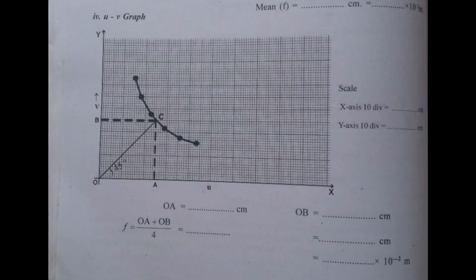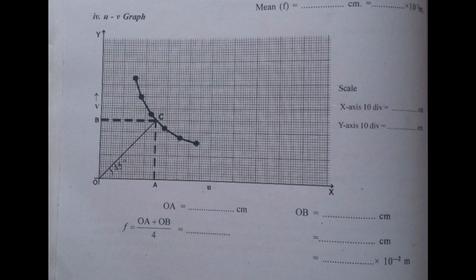Now we can go through the third method for calculating the focal length, that is the UV graph. So we can see in the UV graph, we are taking U along the x-axis and V along the y-axis. Here, whenever we are taking the scale, we have to make sure that we are taking the same scale for U and V. Then only we will get a proper graph. After plotting the graph, we have to draw a bisector of the angle XOY, and it should meet at C. Okay, and make sure that the angle is 45 degrees each.